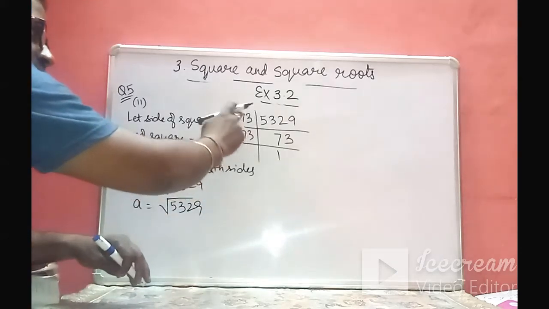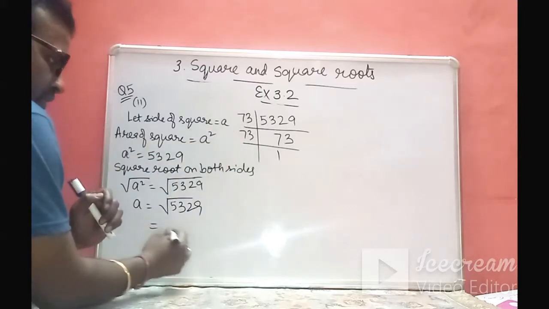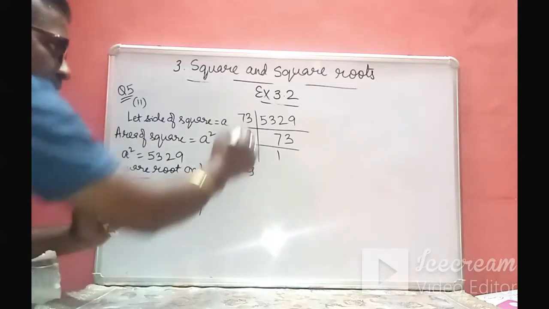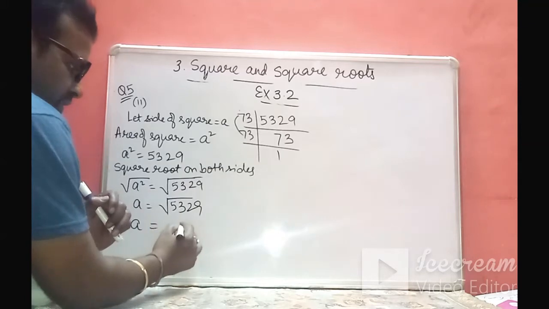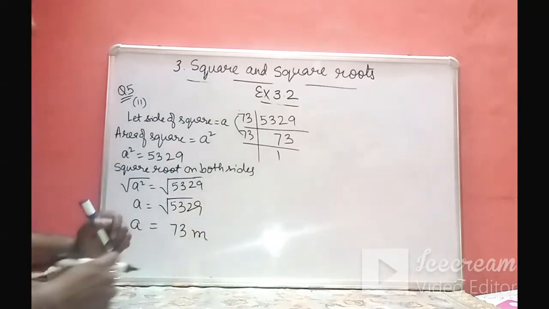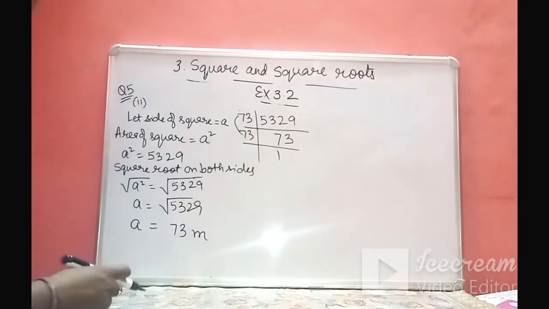So I have done the prime factorization. So what is the square root? What is the value of a? Only one pair is there, so that is 73 meter. Understood?